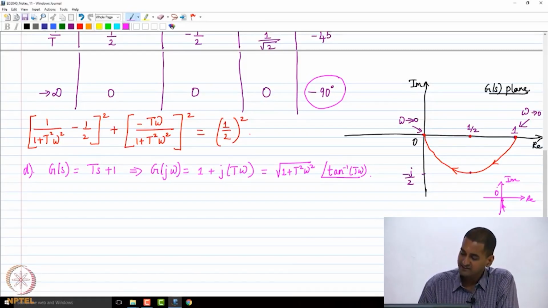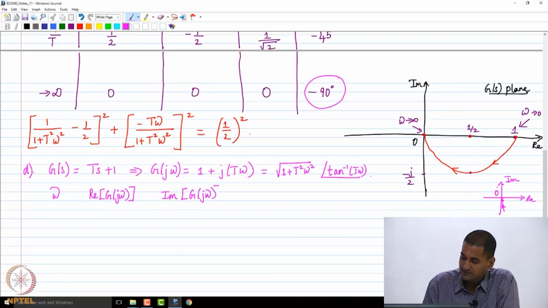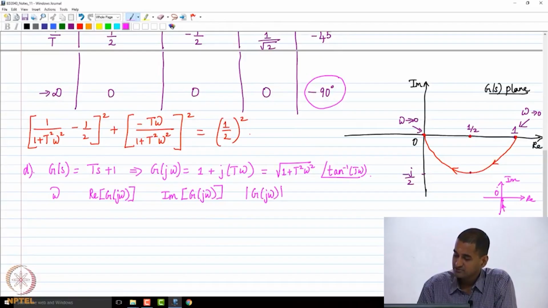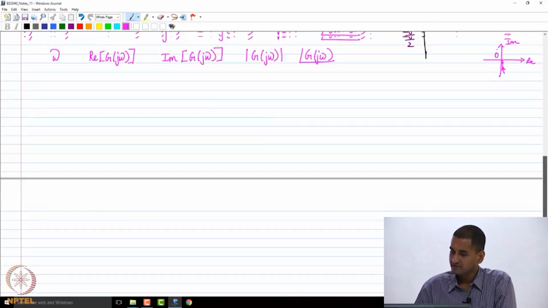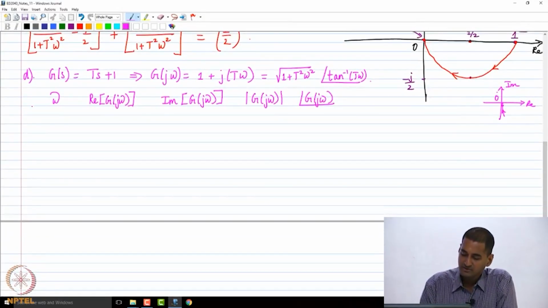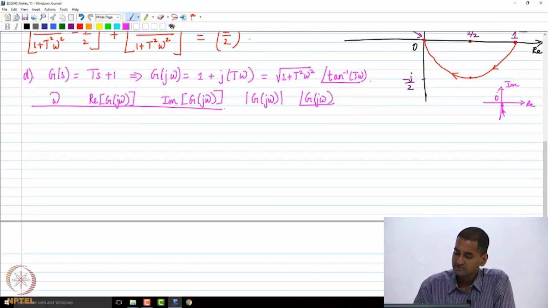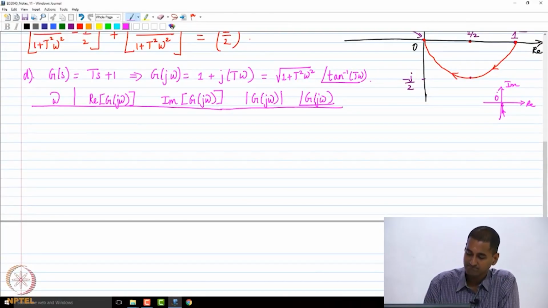And now let's construct a similar table. Omega, real part of g of j omega, the imaginary part of g of j omega, the magnitude of g of j omega, and the phase of g of j omega. Okay, so let's construct a table in this manner, and let's start filling in this table using a similar approach.